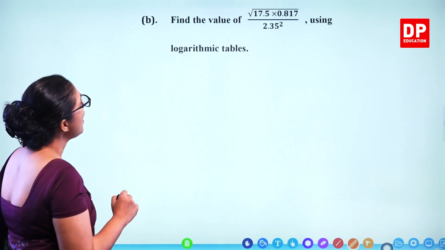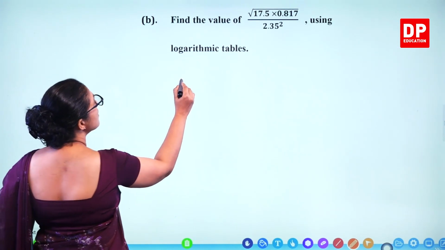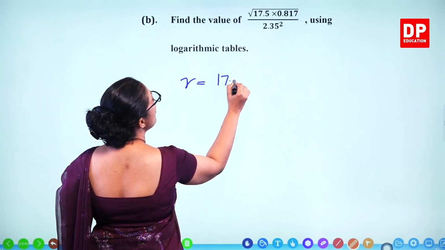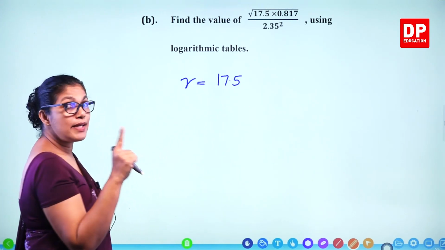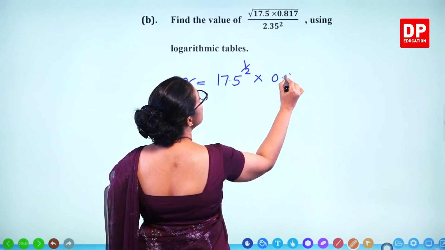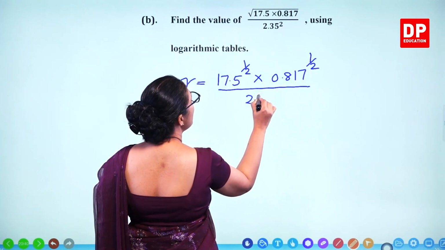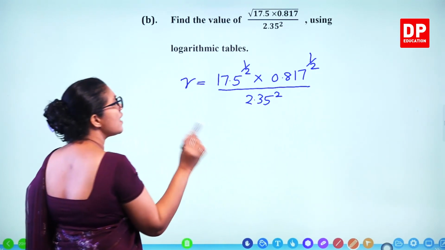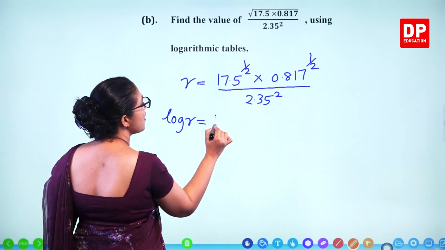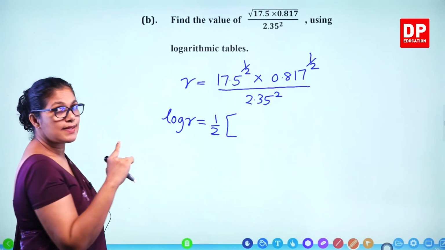Next one. Find the value of this using logarithmic tables. So we have to take R as this. Any letter you can take. So I'll write 17.5. Square root of the whole thing means power half for both. I'll write half here and 0.817 to the half, over 2.35 squared. Now take log on both sides. Log of R, you can write half, since the half is there inside.